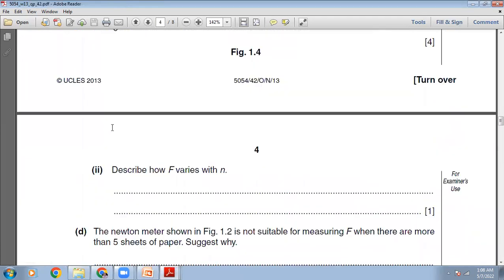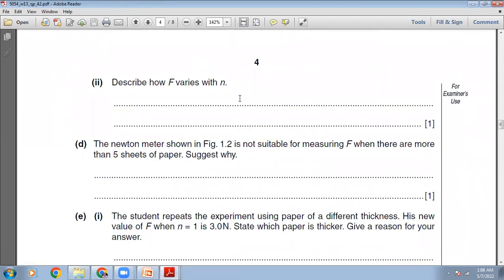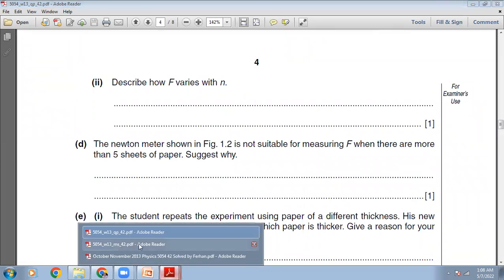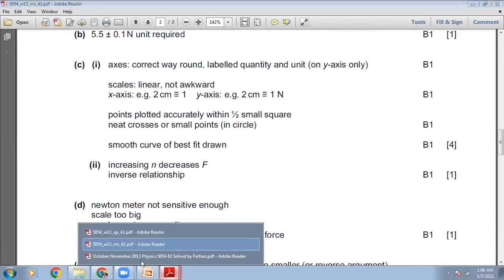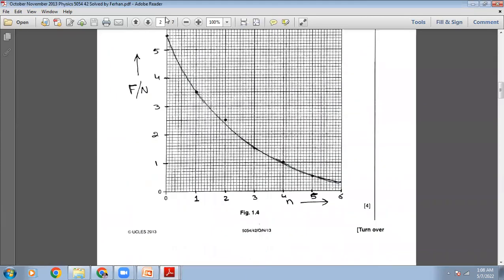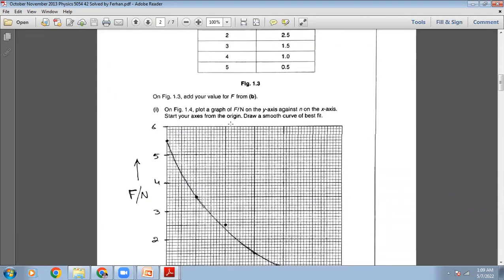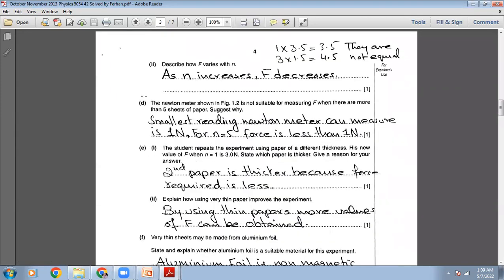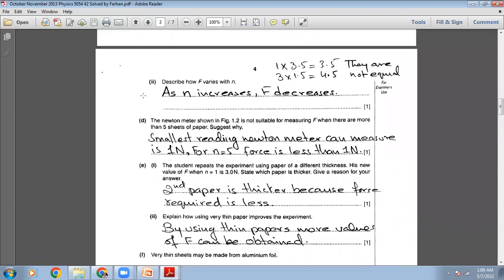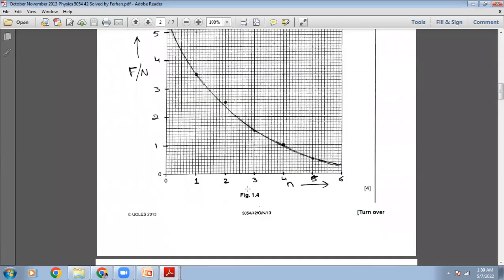The next part is describe how F varies with n from the graph. So you see this graph here. As you can see from this graph, as n is increasing, the value of F is decreasing. So that's a simple relationship between them. Another thing which you might think is that this graph looks like the graph of inversely proportional.